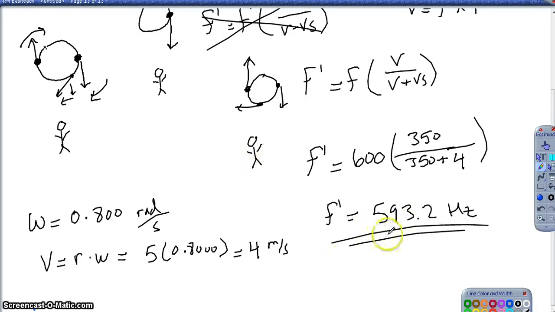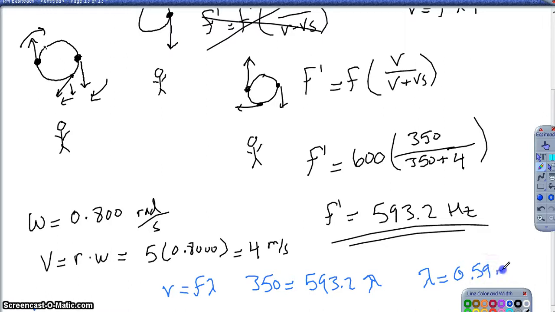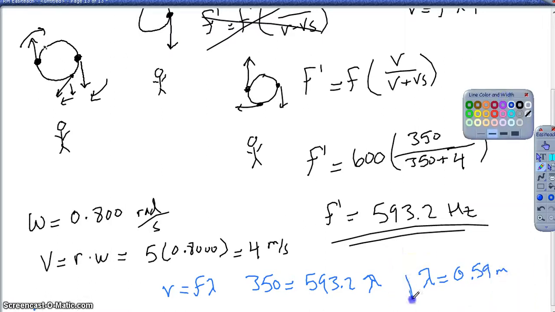But anyway, so I've got my frequency. It did ask, though, if I read the question, for the wavelength, right? So now I'm going to go back to just my velocity equals frequency times lambda. I know the velocity of the sound is 350, right? That's the velocity in air. I know that the new frequency I'm hearing is 593.2, so I can find my perceived wavelength, the longest wavelength from there. So the longest wavelength would be about 0.59 meters, right? So there's my longest wavelength that the observer will hear.